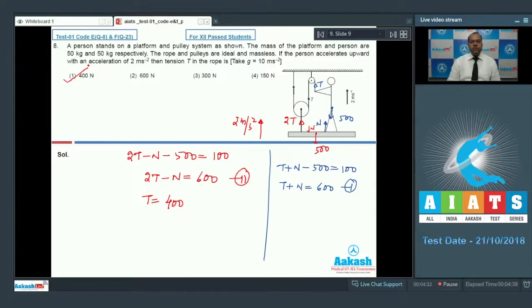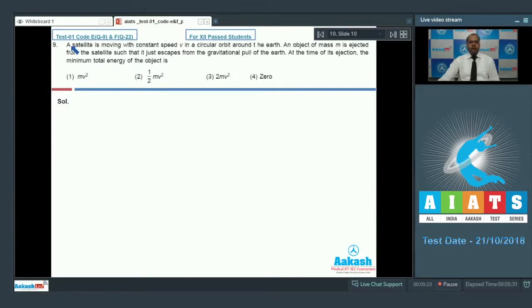Let's move to question number 9. In question number 9, a satellite is moving with a constant speed v in a circular orbit around the Earth. An object of mass m is ejected from the satellite such that it just escapes from the gravitational pull of Earth. At the time of its ejection, the minimum total energy of the object is.